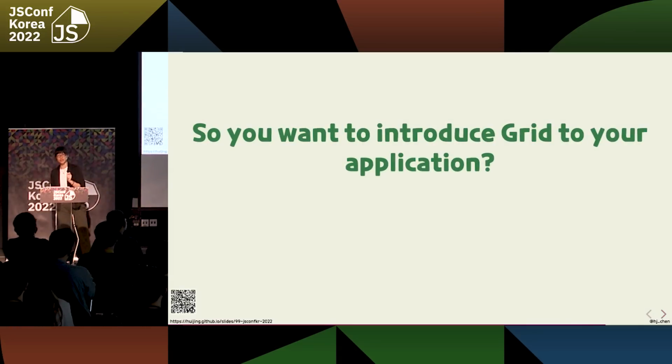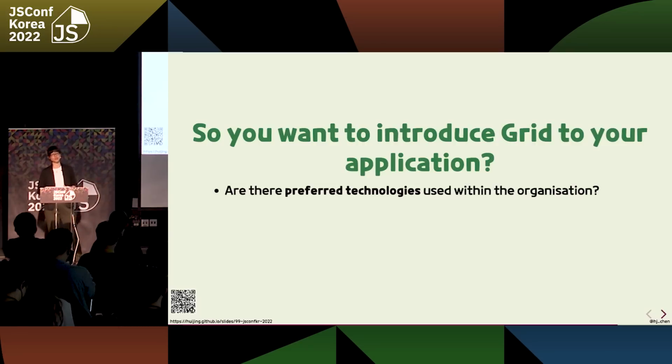But if you do get the chance to influence technical decisions, I find that asking the following questions can help you make a more informed choice that benefits the team in the long term. For example, what are the preferred technologies used in your organization, if any? Usually there is one. It's public knowledge that Shopify is a Ruby on Rails shop.